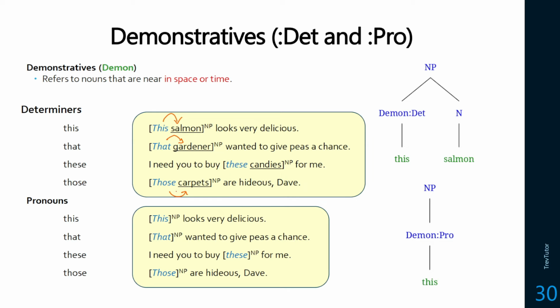That noun is being specified, and we can see this in the top right diagram. So this salmon, it's acting as a determiner because it's introducing that noun. But we can use it as a pronoun too. So instead of this salmon looks very delicious, this looks very delicious. This is acting as an entire noun phrase. So in this case, the demonstrative is acting as a pronoun because there's no noun that it's introducing. It is taking the place of the entire noun phrase. So that wanted to give peas a chance. I need you to buy these for me. Those are hideous, Dave.